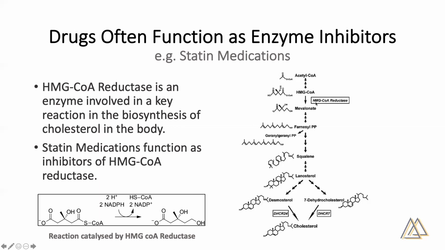If I inhibit this enzyme in this pathway, then the pathway can't continue. So the statin medications act as a competitive inhibitor of this enzyme. If I competitively inhibit this enzyme, I prevent this reaction from happening, and hence I prevent all the subsequent reactions from happening because I don't have any of this. Does that make sense? Cool. So yeah, some notes there.